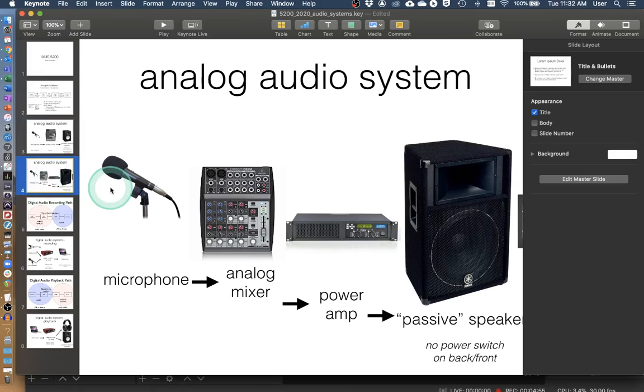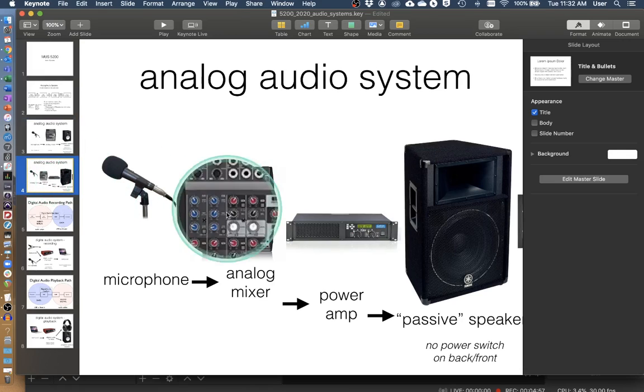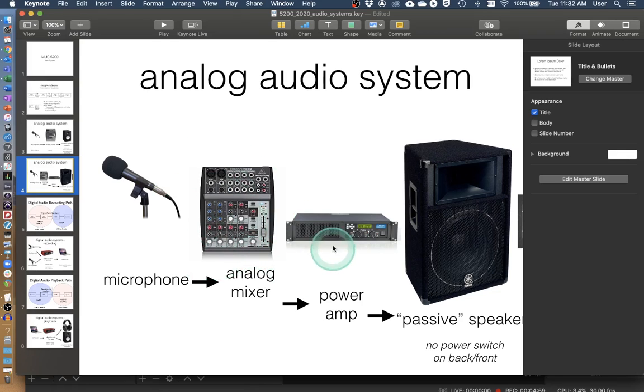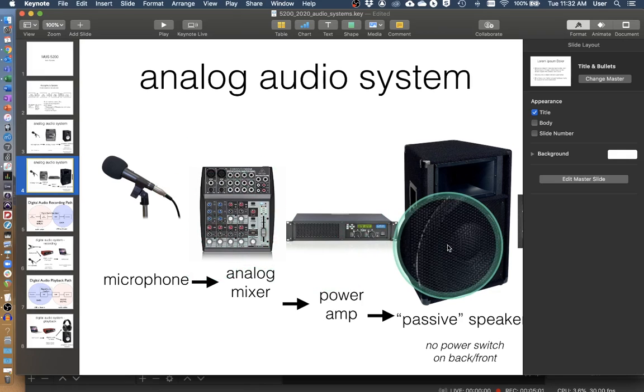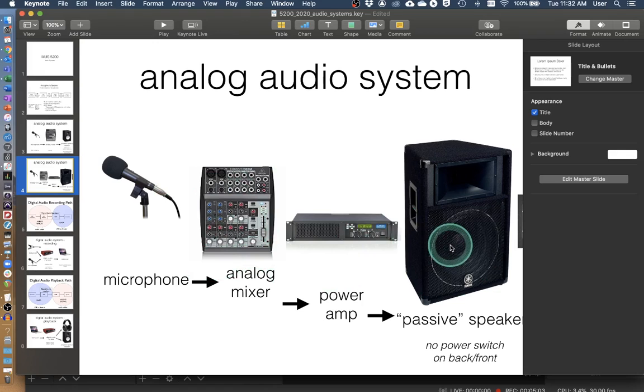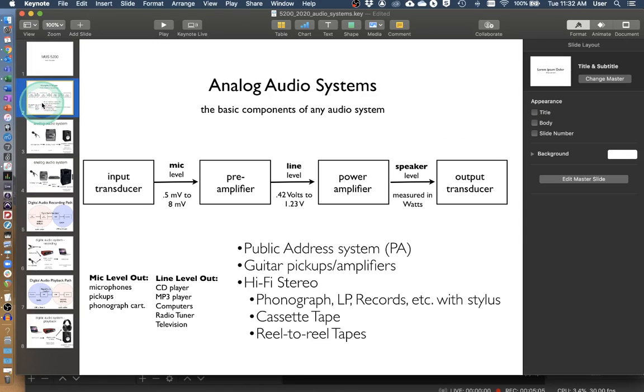This is also an analog audio system, same microphone, same little mixer, but this one goes into a power amp and then into a passive speaker. And that is also adhering to the same model as we saw up here.